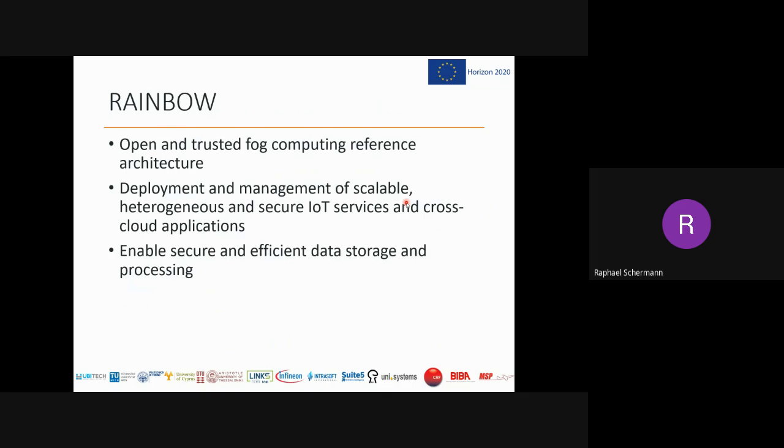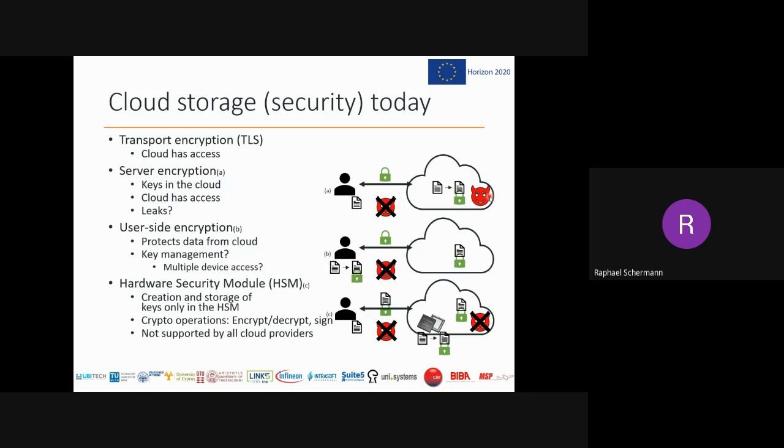So in Rainbow, we are trying to reach an open and trusted fog computing reference application, and that is our architecture. It also offers the deployment and management of scalable, heterogeneous, and secure IoT devices, and also cross-cloud applications. And it is an enabler for secure and efficient data storage and processing. So now I will go a little bit into the cloud storage security-related topics today.